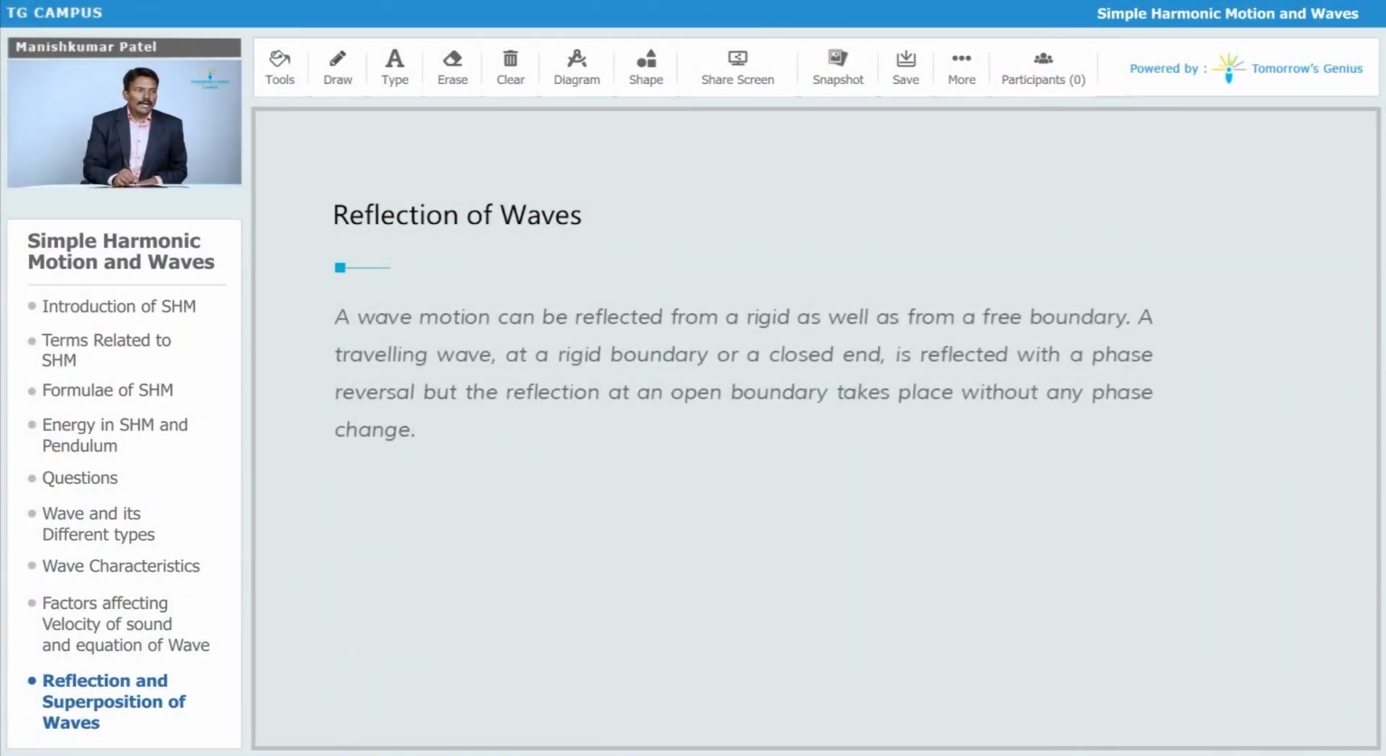Now we have to see the reflection of your waves. Obviously the waves are going to get reflected. When a wave is incident on a rigid surface, it travels, and now it just hits this rigid wall. Now there is a change in the angle.